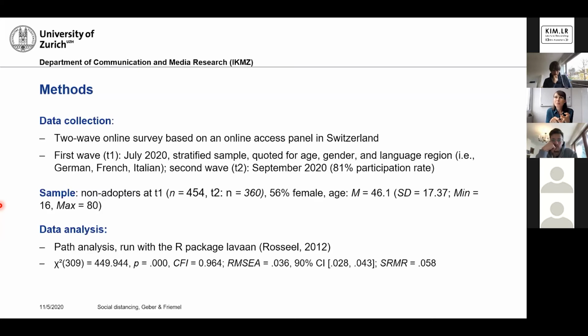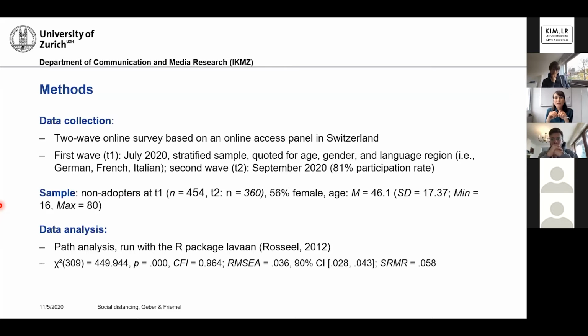The second wave was conducted about 10 weeks later in September, and 81% of the participants who participated in the first wave also participated in the second wave of the survey. So the idea here was to better understand the motivations of those people who have not been early adopters. That means those people who haven't yet used the app at the first time of data collection, 1 week after the release. So we focused on these non-adopters to better understand what influences their decision process. So the whole analysis is based on this subsample of 454 at the first time point and 360 people at the second time point.